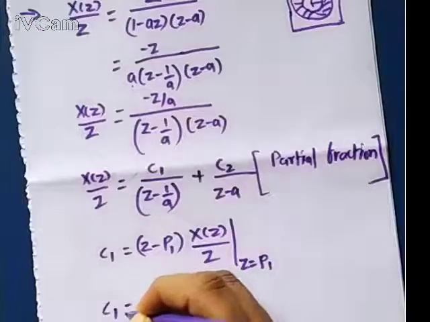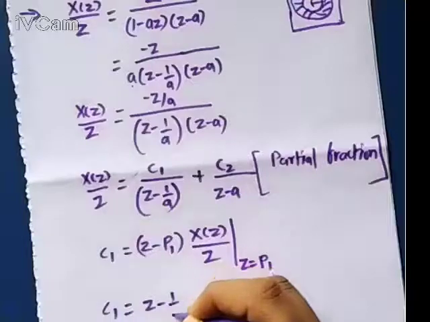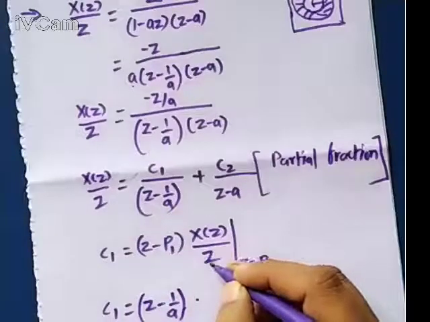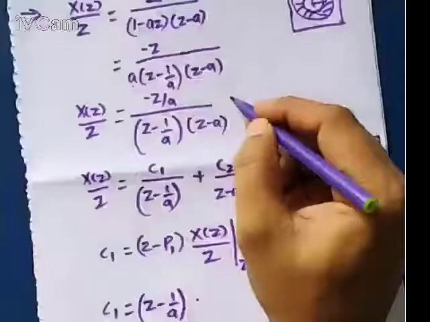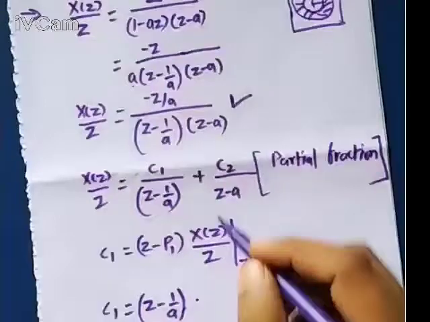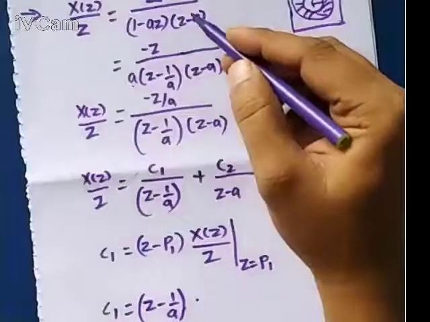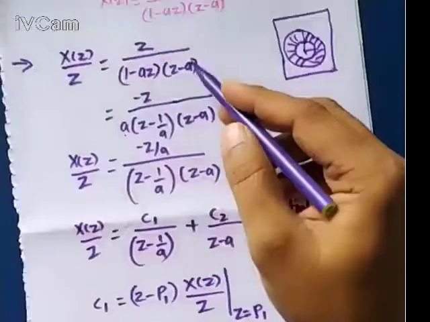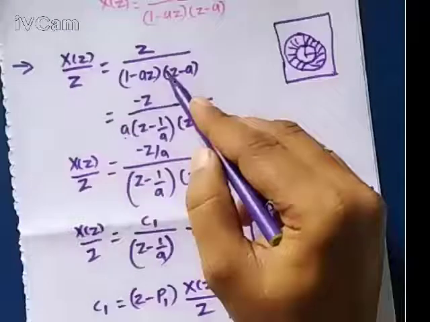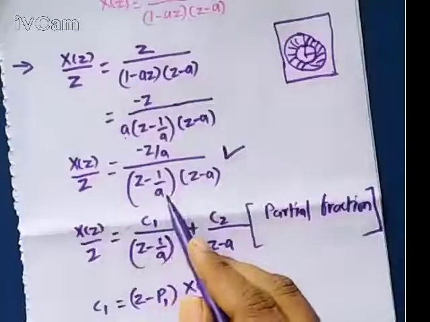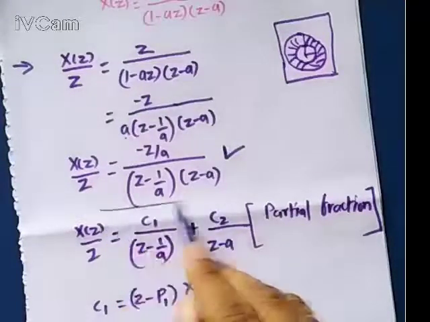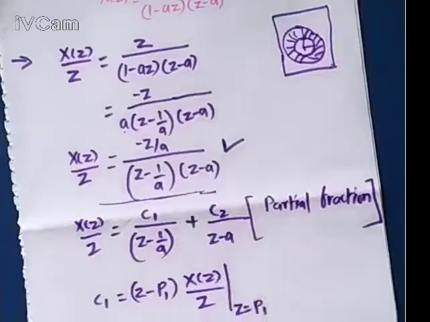So c1 equals z minus 1 by a into X of z by z. X of z by z is this term. Don't substitute this value. Like the X of z by z that we have taken here, this is also X of z by z. You do not substitute this, because we have calculated that, we have simplified it in the proper rational function. So we need to have this X of z by z only.